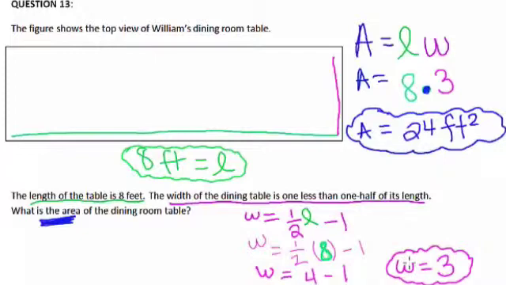Well, this is just the second dimension of the 2, so I put it back up here in the original equation. Area equals 8 times 3, or length times width, 8 times 3, and 8 times 3 is 24. So to answer the question, what is the area of the dining room table? The area of the dining room table is 24 feet squared. And I think you'll find that answer in your book. Good luck!